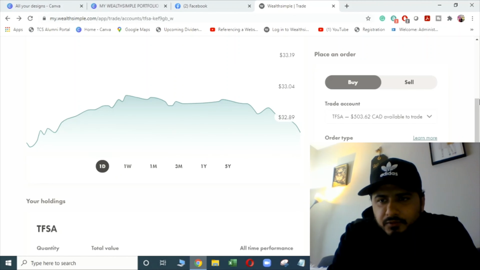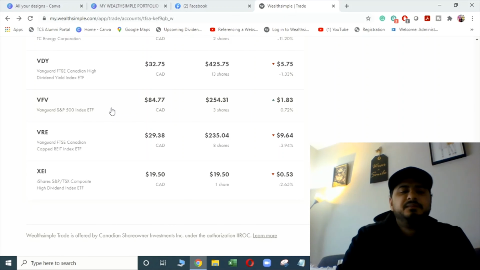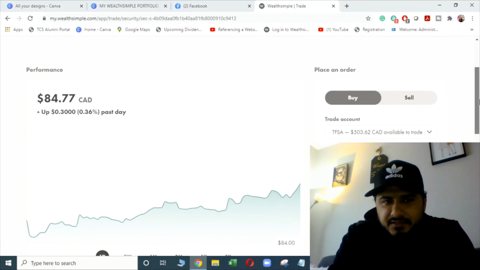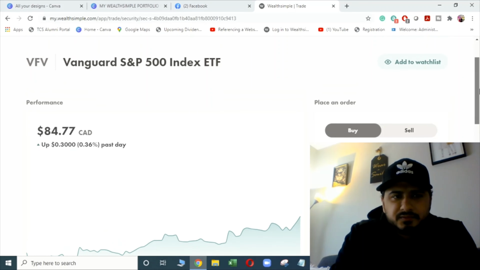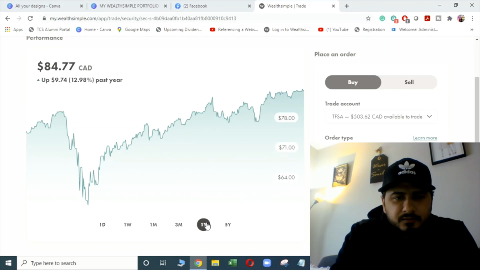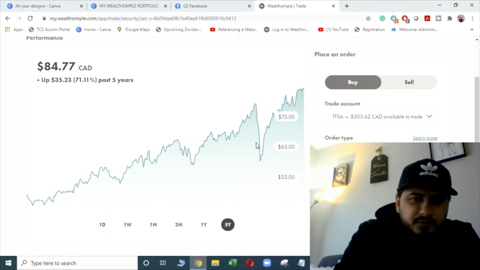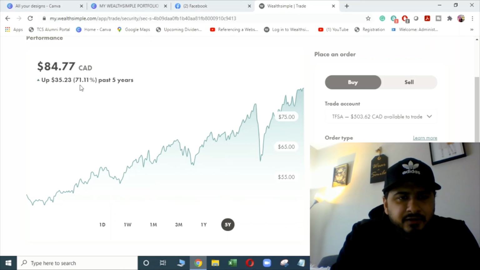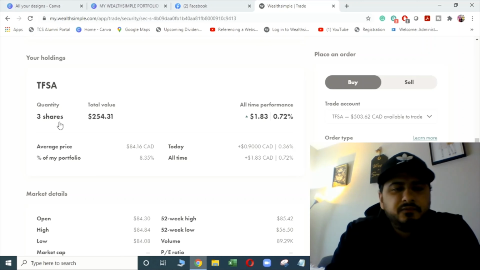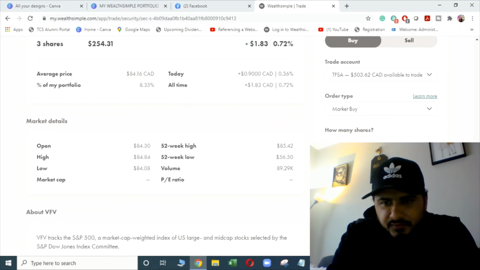Next ETF I would like to talk about is VFV. So this ETF I have recently purchased, and it's based on the S&P 500 US based stocks, and it is one of the growth based ETFs in my portfolio, and it's very good in terms of growth. So if you see the 5-year graph, you can see that the graph is growing at a rapid pace. So it's up by 71% in the past 5 years, and I currently hold 3 shares of it with an average price of 84, and my percent of my portfolio is $8.35.